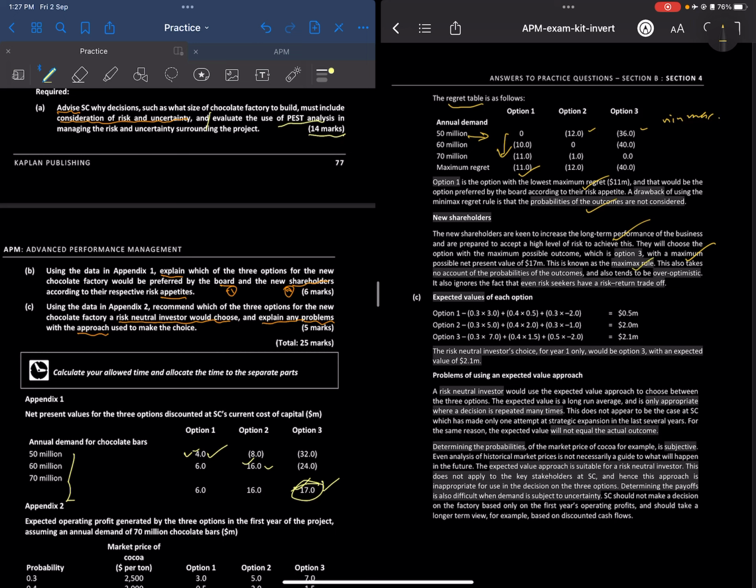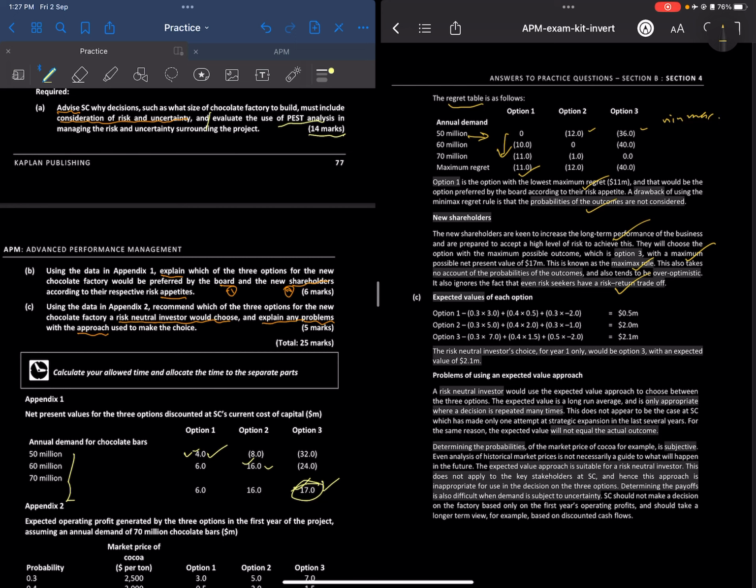So that's the maximax rule, and this is very optimistic. It ignores the fact that risk seekers have a risk-return trade-off. Okay, so it does not take into account probabilities, and it ignores the risk-return trade-off.